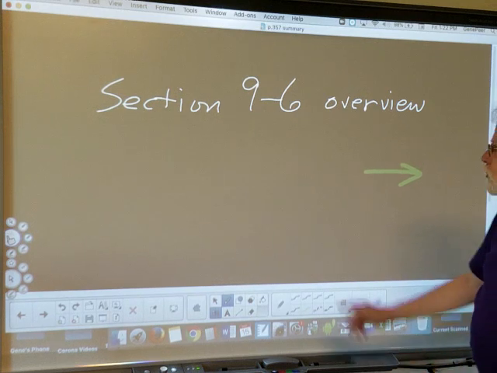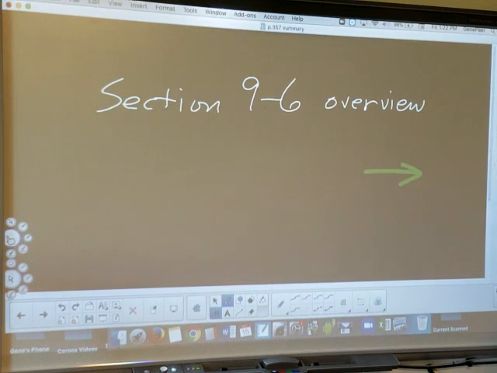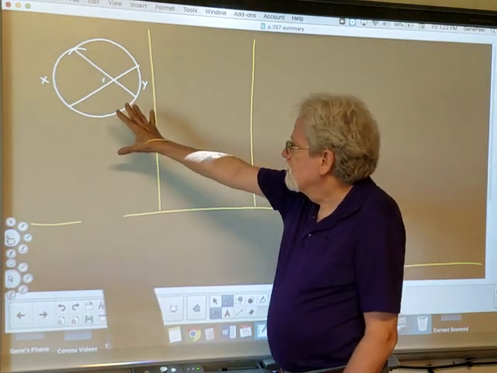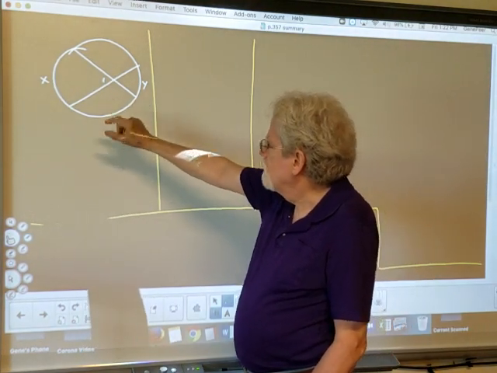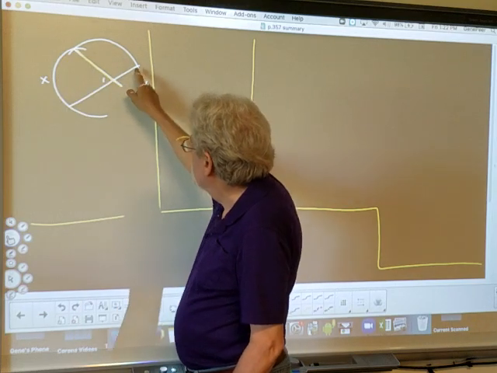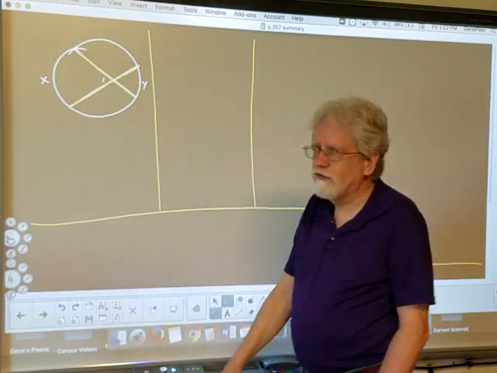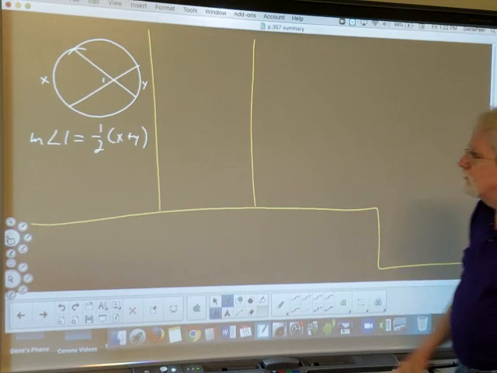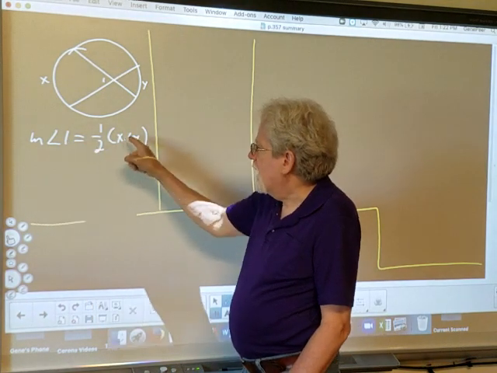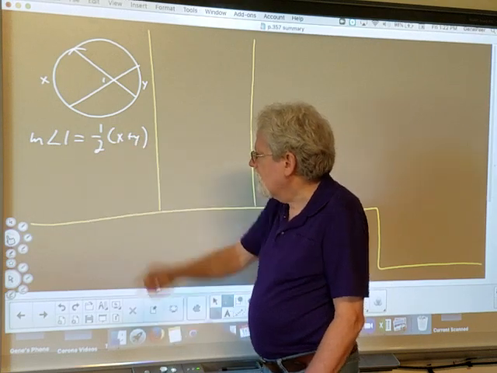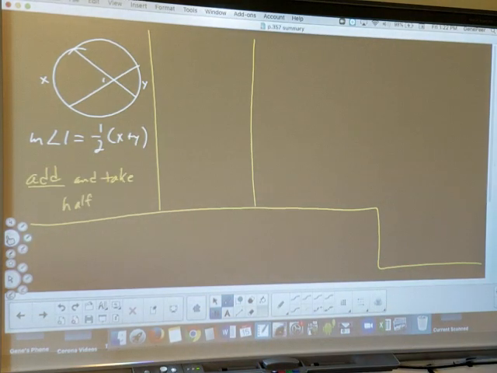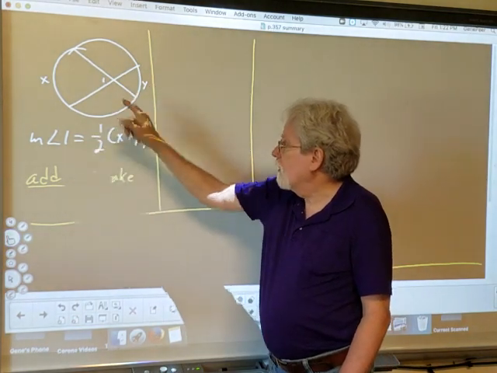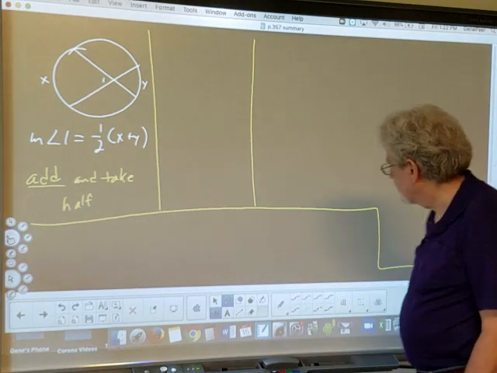All right, a quick overview of what we've looked at today. Section 9.6. The first theorem we solved today referred to a circle with chords that meet inside. What's the rule? The rule is to find angle 1, you add the arcs and take half. In plain language, add and take half. When they meet inside the circle, it's add and take half.